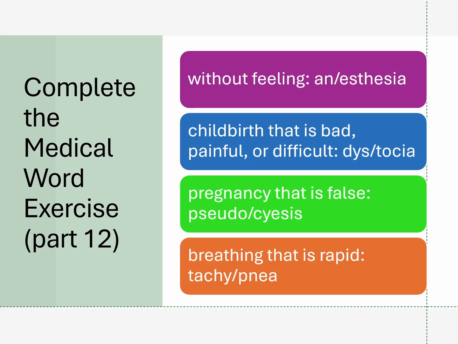So here are the answers. Without feeling is anesthesia. Childbirth that is bad, painful, or difficult is dystocia. Pregnancy that is false is pseudocyesis. And breathing that is rapid is tachypnea.